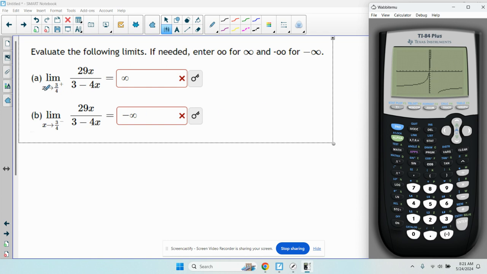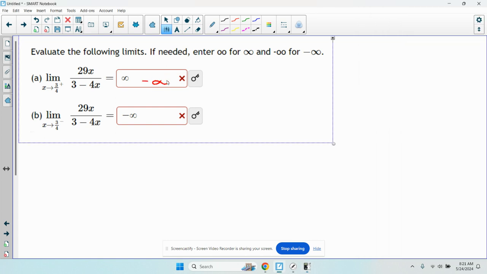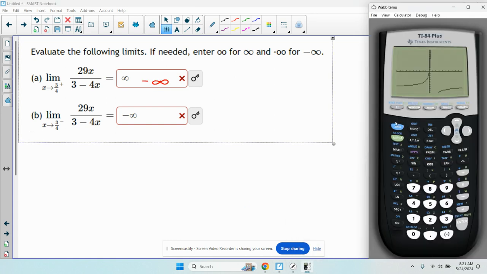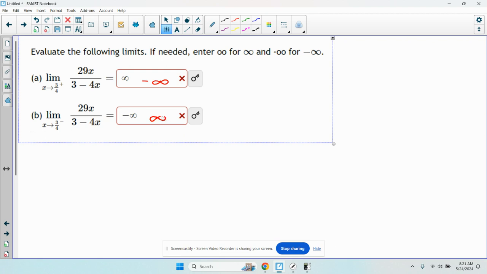So it says as x is approaching 3/4 from the right. If I'm coming in from the right-hand side of the screen, I'm following the graph this direction. Where do the y values go? Well, they tend towards the negative direction, or tend towards negative infinity. As I approach 3/4 from the left-hand side, part B, the y values approach positive infinity. So that might have been an issue with just reading the limits, or maybe it was plugged into the graph wrong. I'm not quite sure.